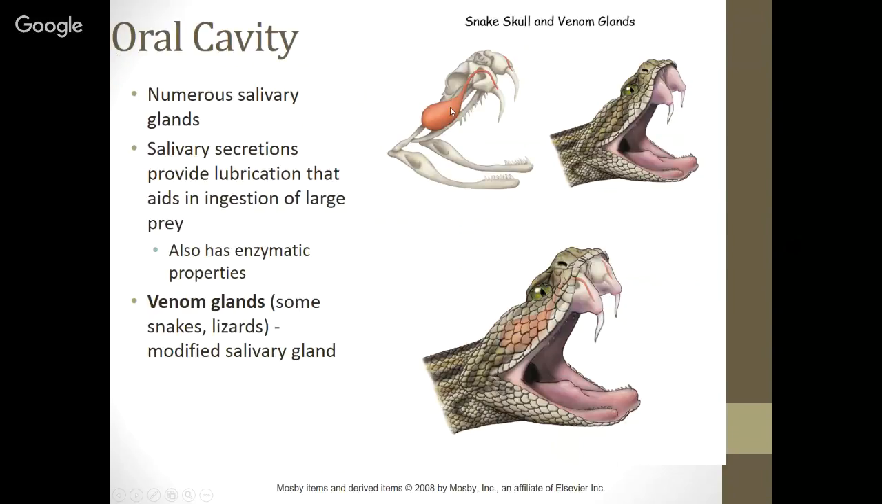All right, there are numerous salivary glands. These salivary secretions provide lubrication that aids in the ingestion of large prey. They also have some enzymatic properties, so digestion is occurring in the mouth. Venom glands in some snakes and lizards are a modified salivary gland. And you can see that this animal has fangs that come out, and they are provided venom through this salivary gland.